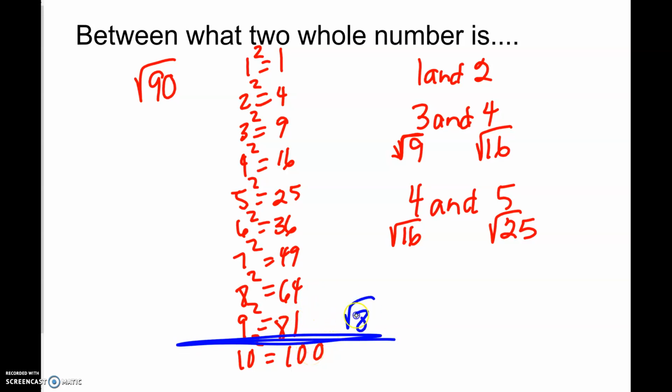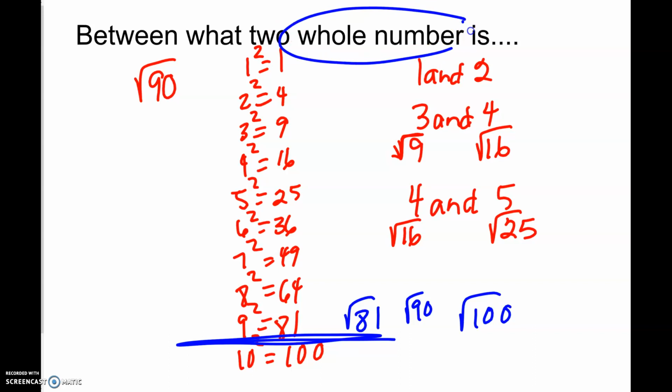The square root of 81 and the square root of 100. The square root of 90 fits in between that 81 and that 100. And when they want to know the whole number, well, the square root of 81 is 9, and the square root of 100 is 10. So what two whole numbers does the square root of 90 fit between? It fits between 9 and 10.